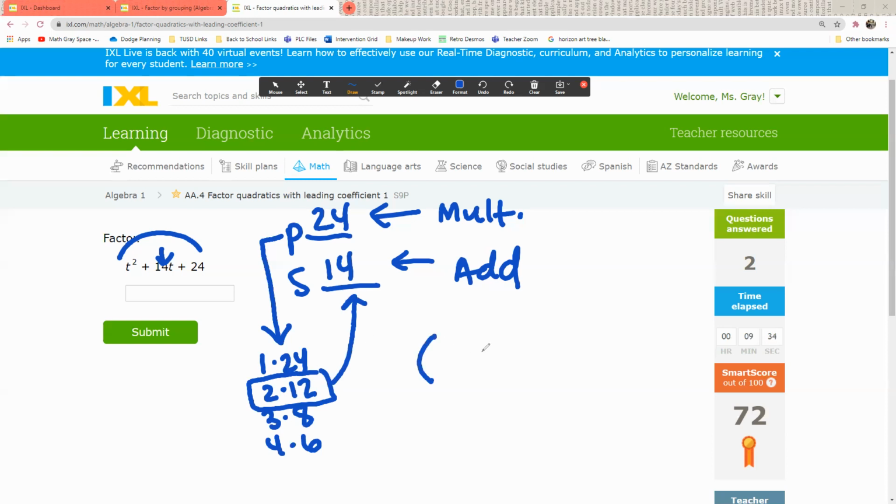So I would go through and say, here are my two binomials. I have t as my variable, and so my two numbers are a positive 2 and a positive 12.